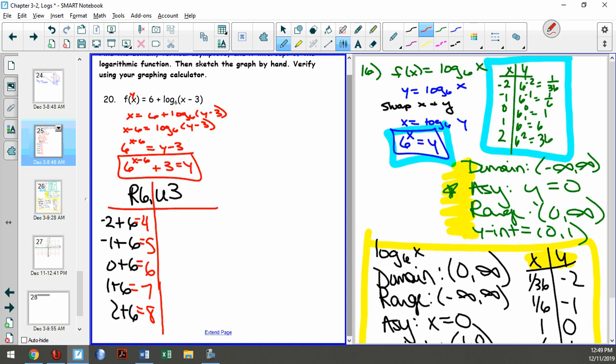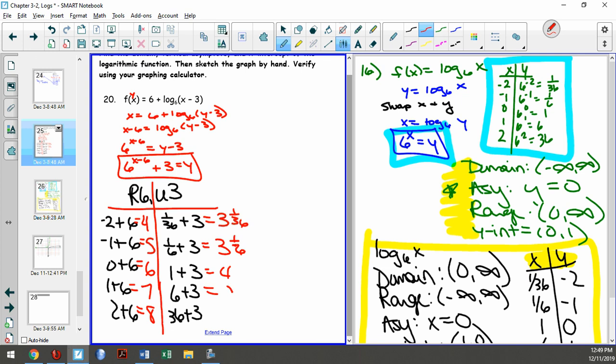If I'm going to go up 3 units, I'm going to take 1/36 and add 3. I'm going to take 1/6 and add 3. I'm going to take 1 and add 3. I'm going to take 6 and add 3. I'm going to take 36 and add 3. And that's going to give me 3 and 1/36, 3 and 1/6, 4, 9, and 39. Make sense?